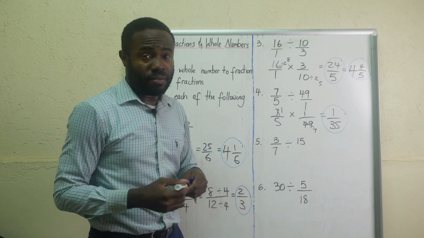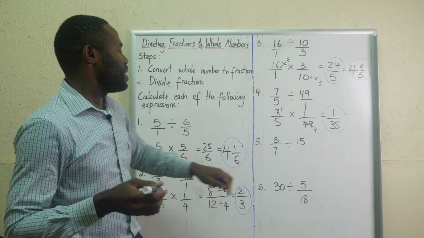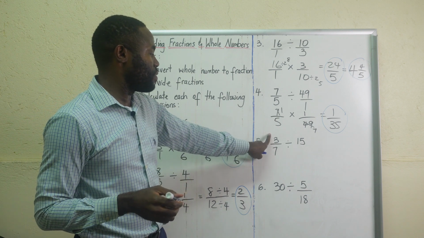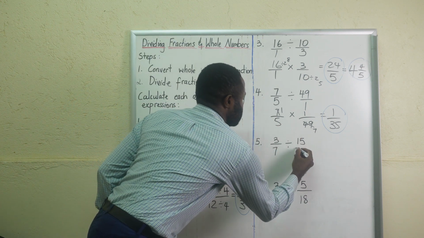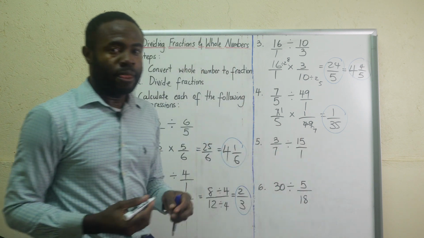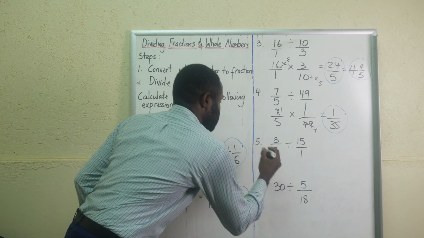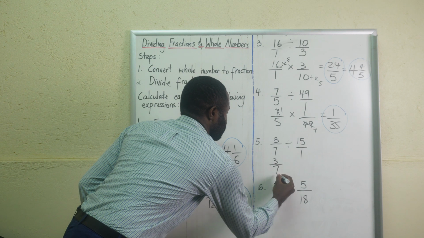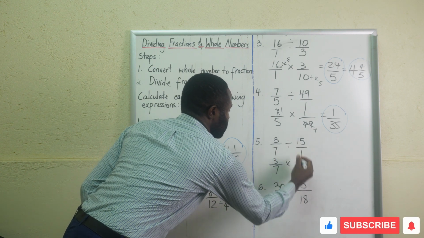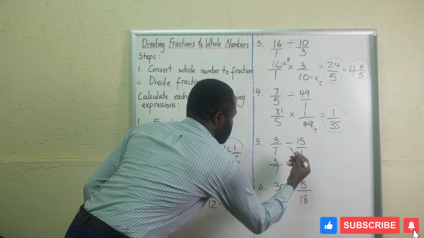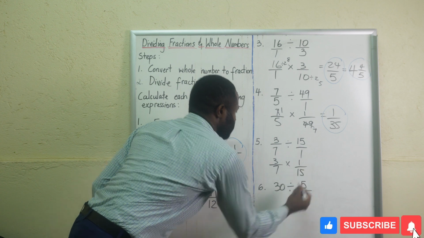All right, I'm going to work number 5 and then number 6 is for you. So let's do number 5. Number 5 is 3 over 5 divided by 15. Our whole number is 15, so it's 15 over 1. Remember, when we're dividing fractions, we keep the first fraction as is, which is 3 over 5. Then we change our division to multiplication. Then we reciprocate the second fraction, so it's now going to be 1 over 15.